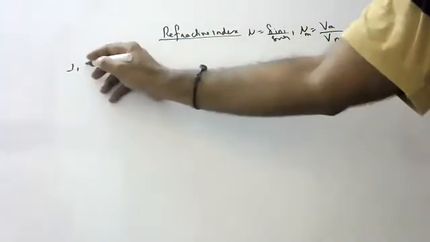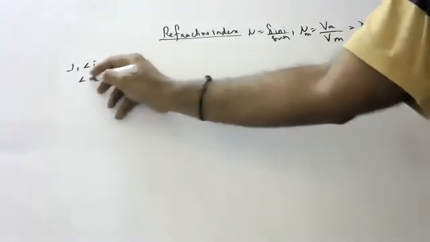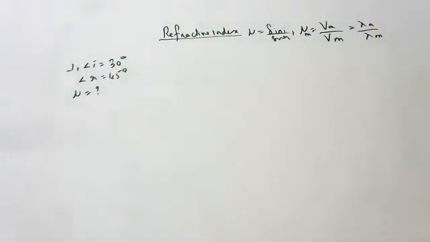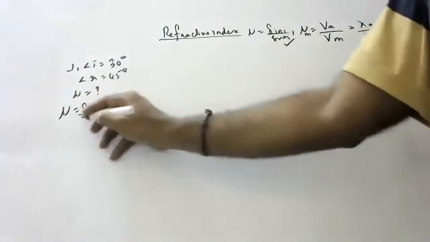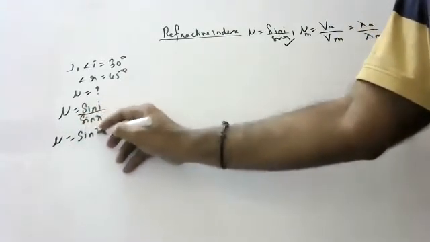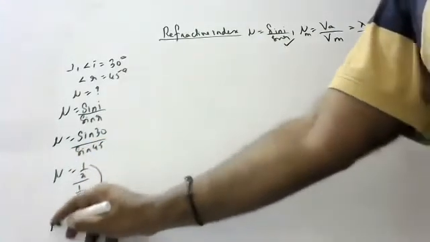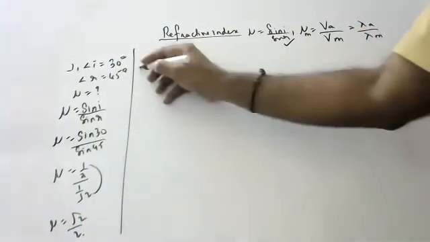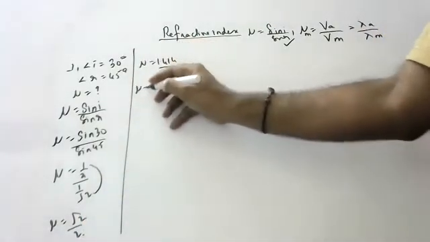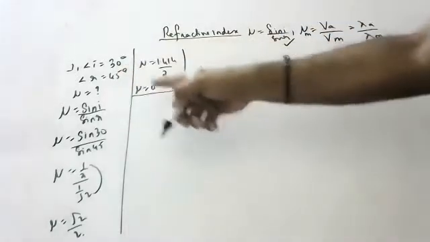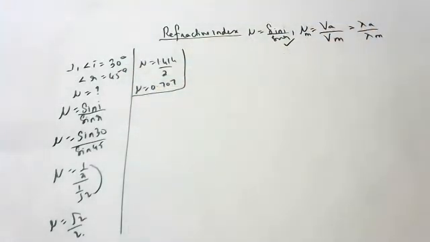First numerical. If the angle of incidence is 30 degrees and the angle of refraction is 45 degrees, what is the refractive index? Directly, the refractive index of that medium. What is the formula, children? Mu is equal to sin i by sin r. So mu is equal to sin 30 by sin 45. So mu is equal to 1 by 2 divided by 1 by root 2. So mu is equal to root 2 by 2, so mu is 1.414 by 2, which is 0.707. No units for refractive index. So the refractive index of this medium where light is traveling is 0.707. Of course 0.707 won't occur in reality, but here it's only for practice.